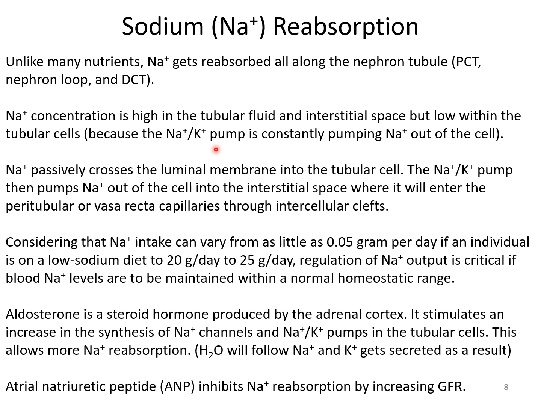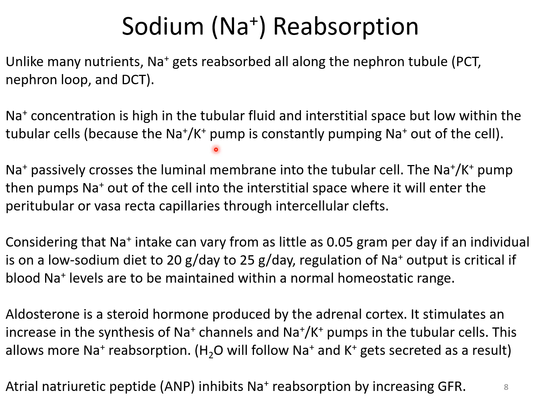Okay, so considering that sodium intake can vary between individuals, it can be as little as 0.05 grams per day if somebody's on a low sodium diet, or 20 to 25 grams per day if somebody's not on a low sodium diet. So because the intake varies, our output is going to be critical to maintain our sodium levels in the blood where they need to be. So aldosterone is a steroid hormone produced by the adrenal cortex. We have briefly talked about this before. It stimulates an increase in the synthesis of sodium channels and sodium-potassium pumps in the tubule cells. And that allows for more reabsorption.